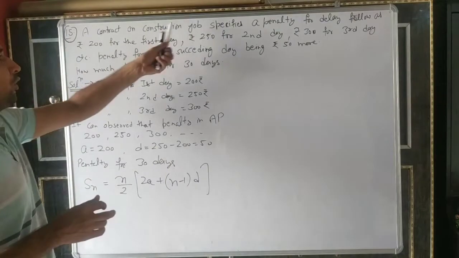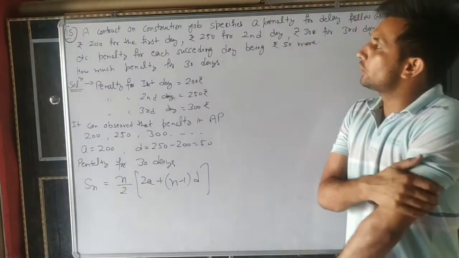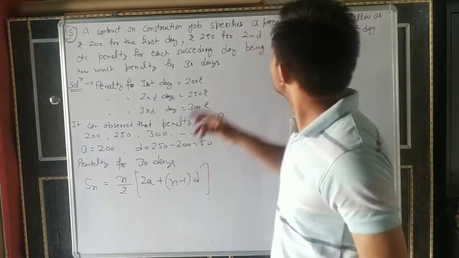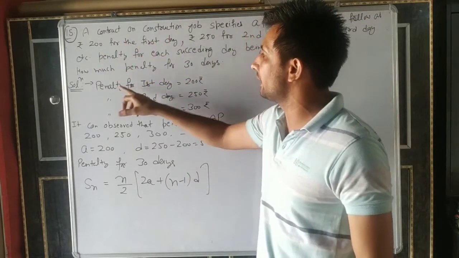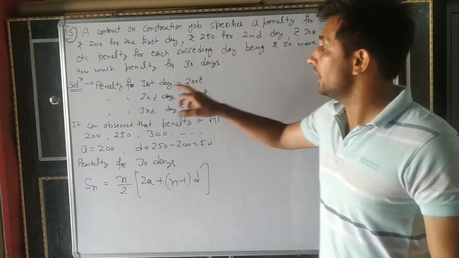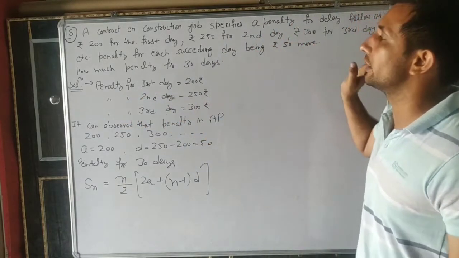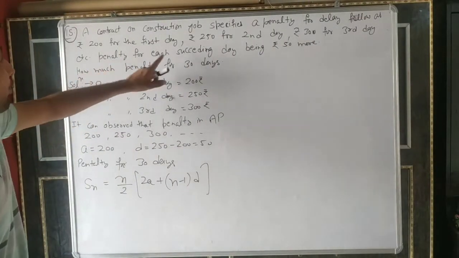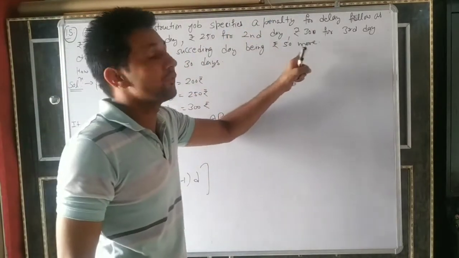Okay, what is given? A contract on a construction job. You take a contract for the construction of a job, but if you delay the work, the penalty for delay is 200 rupees for the first day. So we write penalty for first day 200, 250 for second day, and penalty for third day is 300. So we observe that for each succeeding day, after one day, it becomes 50 more.